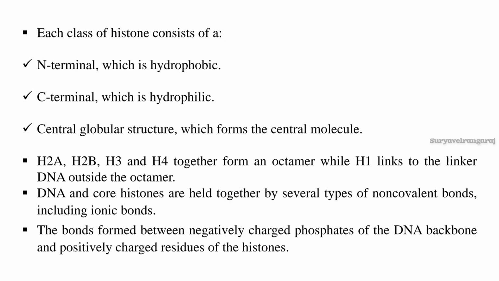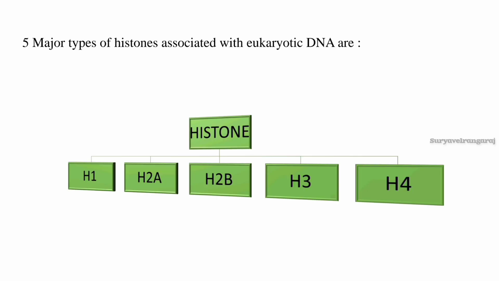Each class of histone consists of an N-terminal, which is hydrophobic, a C-terminal, which is hydrophilic, and a central globular structure, which forms the central molecule. H2A, H2B, H3 and H4 together form an octamer, while H1 links to the linker DNA outside the octamer. DNA and core histones are held together by several types of non-covalent bonds, including ionic bonds. The bonds form between negatively charged phosphates of the DNA backbone and positively charged residues of the histones. The 5 major types of histones associated with eukaryotic DNA are H1, H2A, H2B, H3, H4.